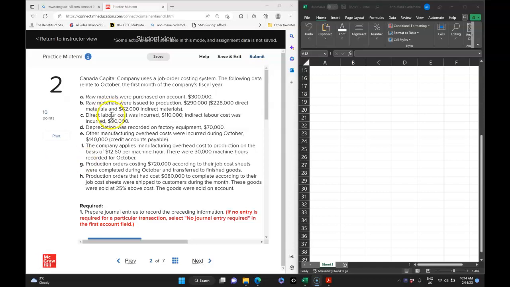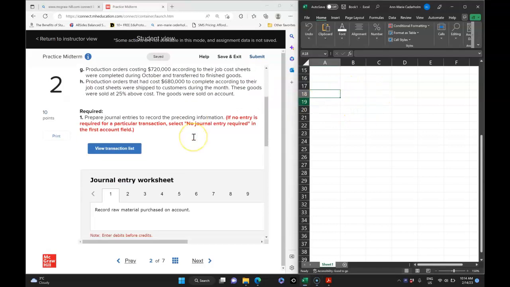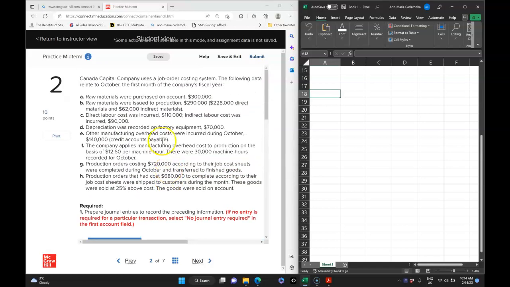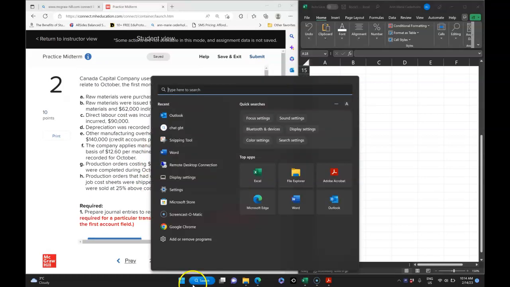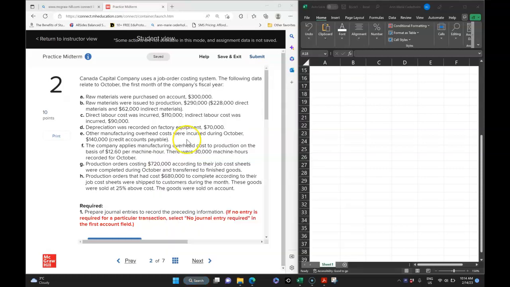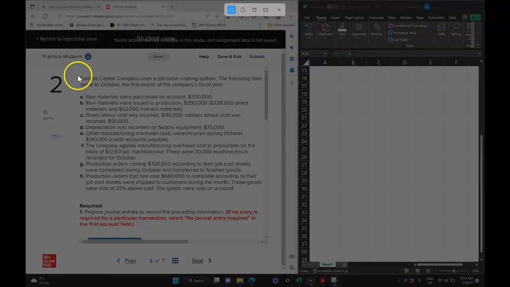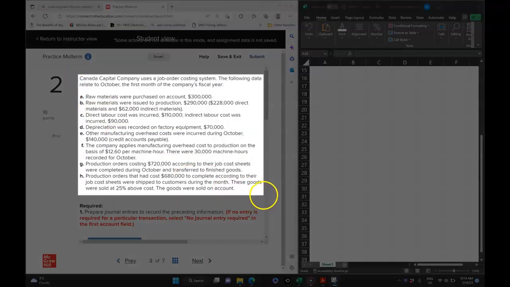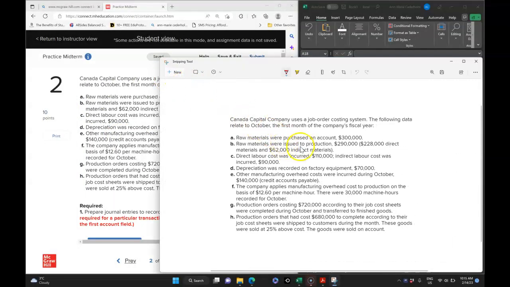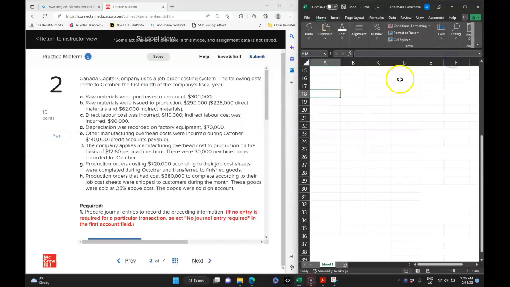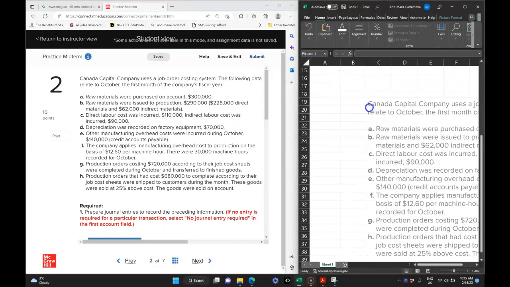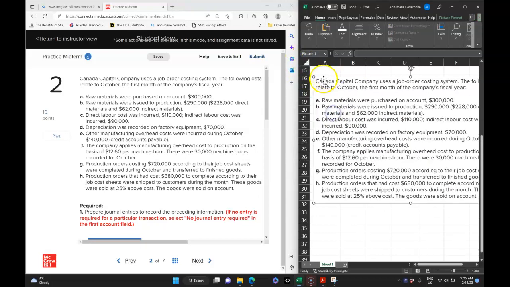So in question 2, we have to prepare all of the journal entries in our job costing system. Now, I think it's easier for me to just snip this out, and I just have Excel open, so I'll just put it over here. That way, when I'm working on my journal entries, I don't have to keep going up and down. Okay, so I'll grab this and just copy it right into my Excel book. And then I'll just move it so it fits.